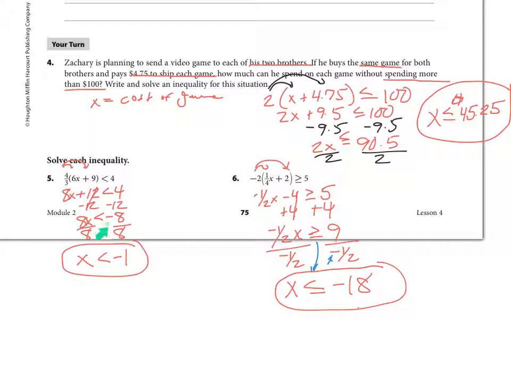Even though this is a negative, it's what we multiply or divide by. So since we divided by a positive 8, my symbol stays the same. Whereas over here, I divided by negative 1/2. Because I divided by a negative, if you look, my inequality symbol had to be flipped. That is the one difference in an inequality and then an equation. So please pay attention to that.